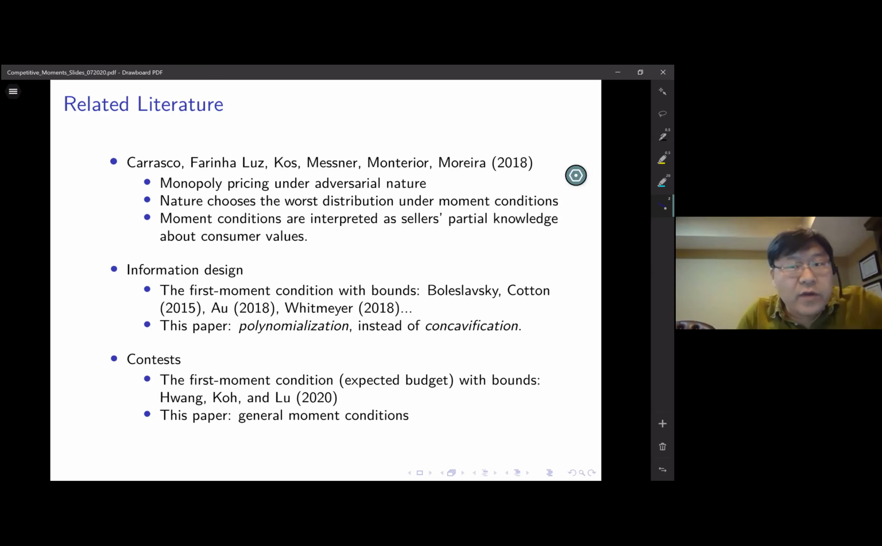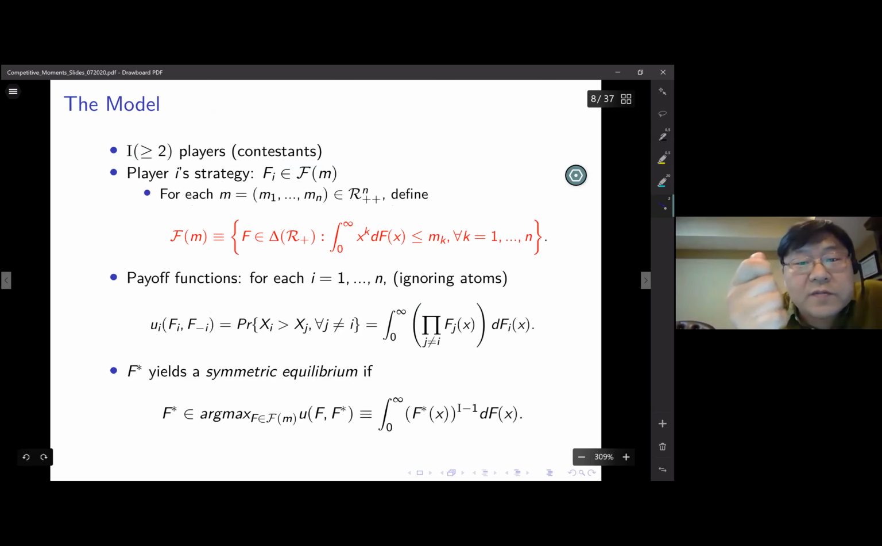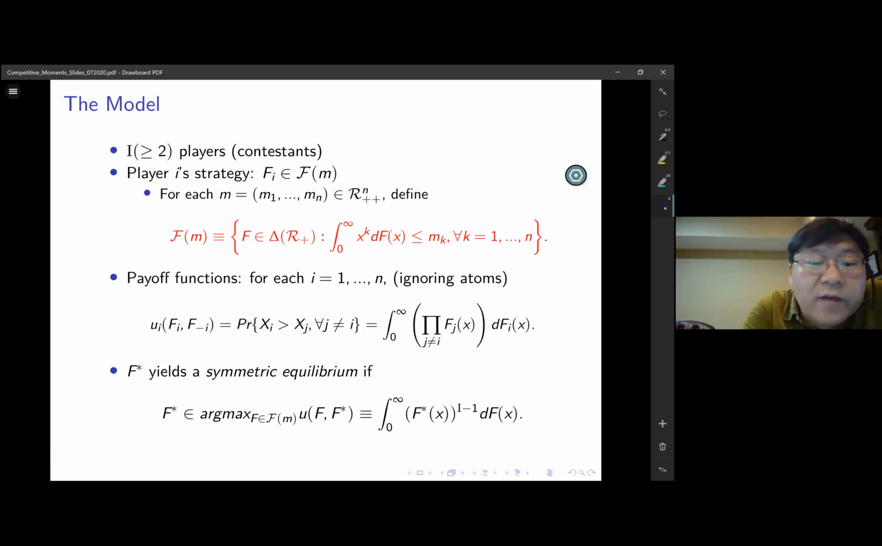All right, so I already described the game in full detail. Let me just introduce one piece. Again, there are I players. Each player chooses a distribution subject to moment conditions, and the payoff is just the probability of winning for each guy. And we are going after a symmetric equilibrium. Let me just introduce one piece of notation. We are going to use this calligraphic F of M to denote the set of all distributions that satisfy a set of the moment constraints. So this F of M is going to be the strategy set for each player from now on.